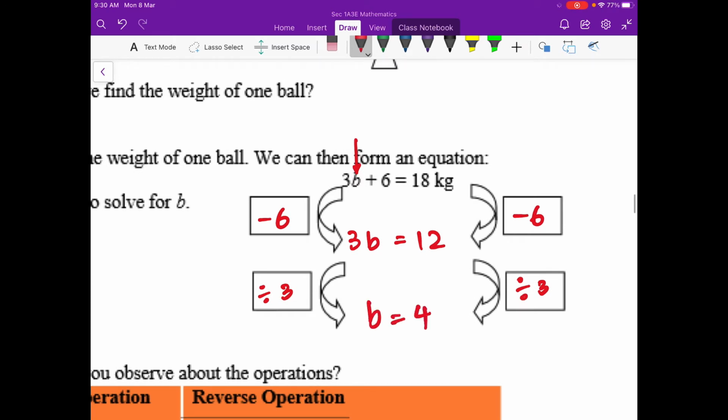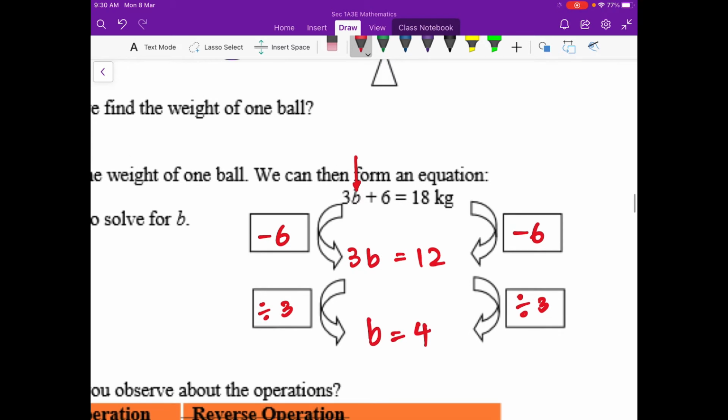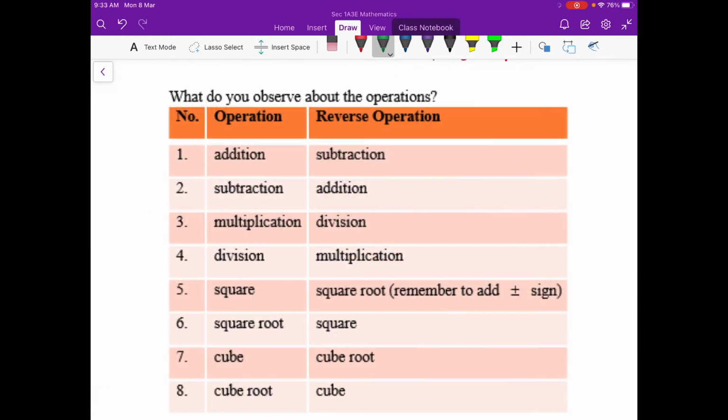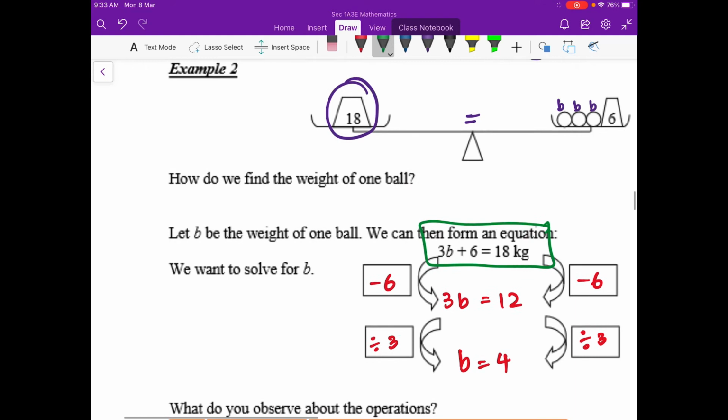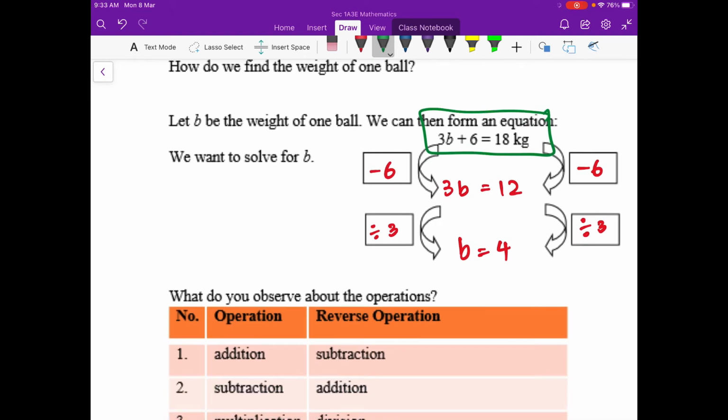So what may appear to be a complicated equation, 3B plus 6 is 18, it's actually quite simple. Whatever you do on one side, you do on the other side. Such that you get, finally, the unknown that you want. Subtraction. So if we see in the question 3B plus 6, I need to reverse the plus 6. Therefore, I will minus 6. Removing the positive 6 by subtracting 6.